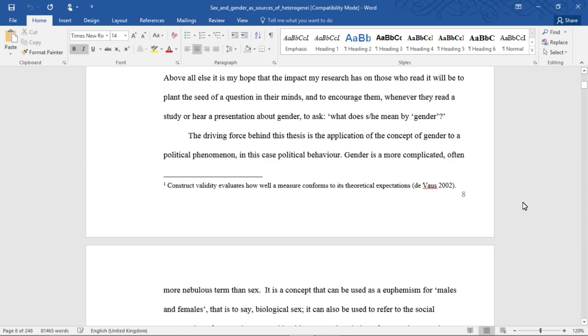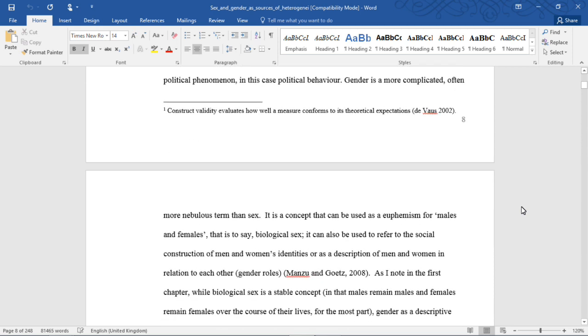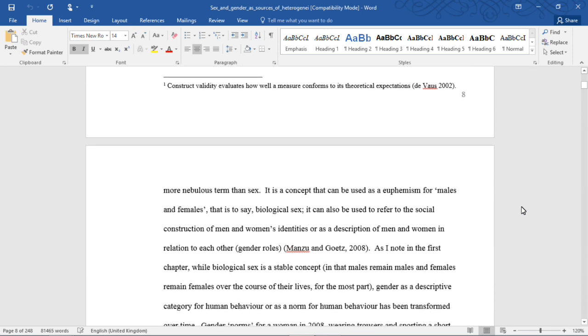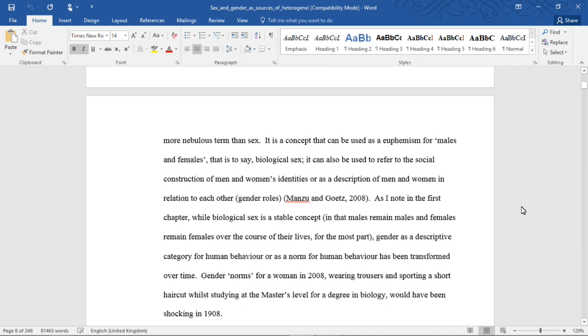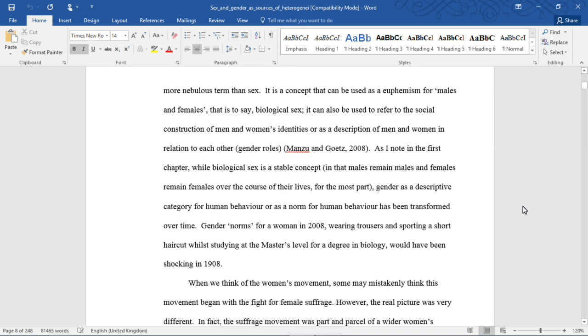The driving force behind this thesis is the application of the concept of gender to a political phenomenon, in this case, political behavior. Gender is a more complicated, often more nebulous term than sex. It is a concept that can be used as a euphemism for males and females, that is to say, biological sex. It can be used to refer to the social construction of men and women's identities, or as descriptors of men and women in relation to each other, gender roles.